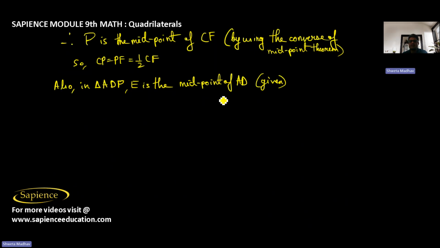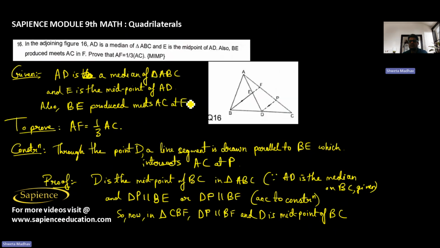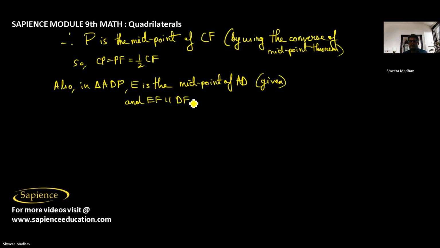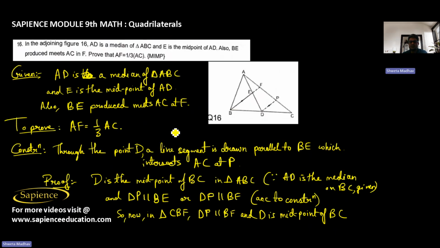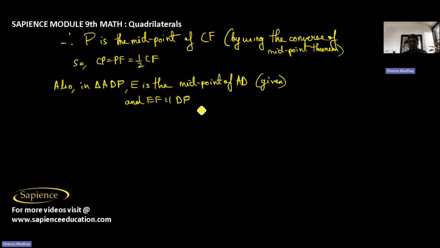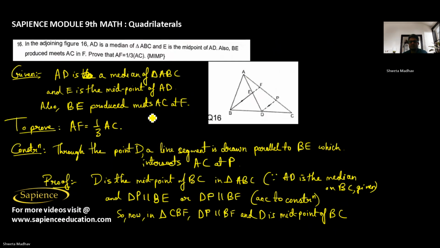and EF is parallel to DP. This is according to the construction, that DP is parallel to PF. So hence EF is parallel to DP also, according to the construction. So we can say that F should be the midpoint of AP.